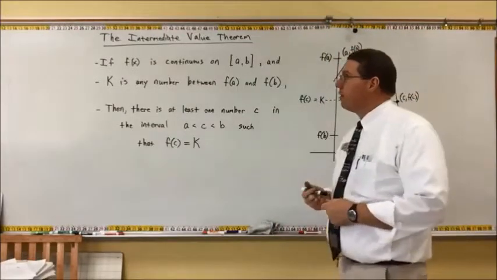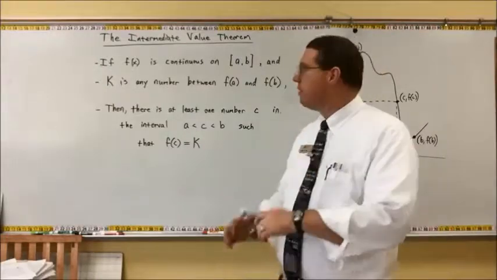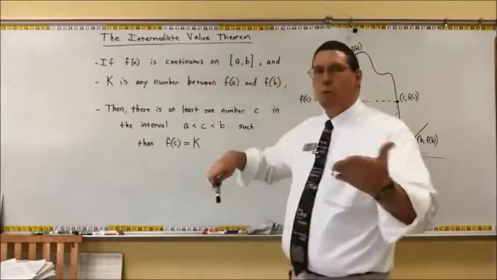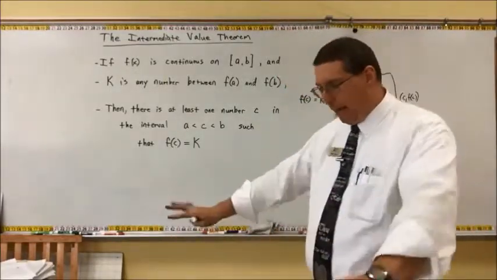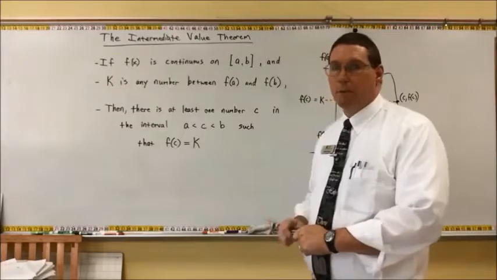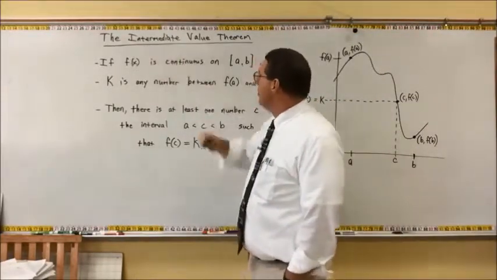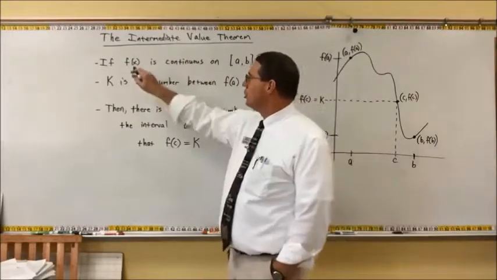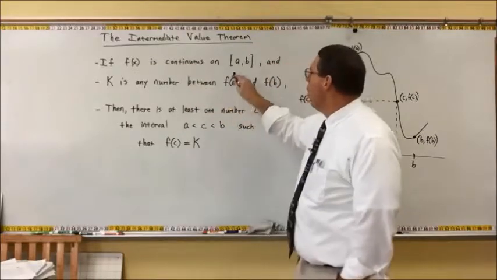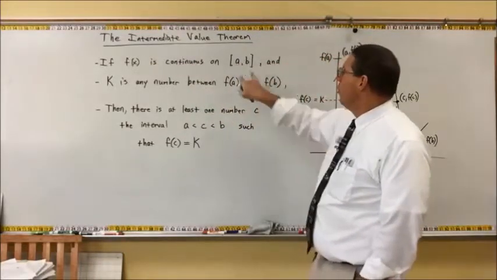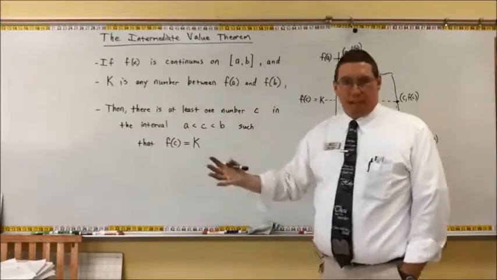The intermediate value theorem has two prerequisites, two premises. If these two prerequisites are not applicable to the situation you're looking at, then you simply cannot apply the intermediate value theorem. The first requirement is that in order to apply the intermediate value theorem, the function you're looking at, f of x, has to be continuous on a closed interval with this a and b. Those are x values.